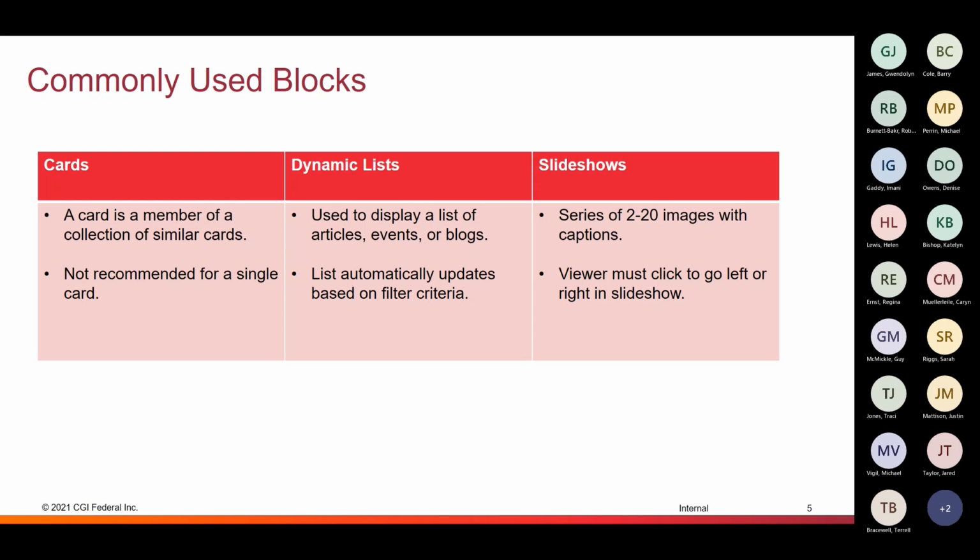Next, we have dynamic lists, which are used to display a list of articles, events, or blogs. And for those of you who attended the training session, I believe 2 weeks ago, which was events in the CMS, we actually walked through the process of creating a dynamic list of events in that particular call. Today we'll be focusing on a dynamic list of articles. A cool feature about the dynamic list is that it automatically updates based on a particular filter criteria, which we'll also be demoing. And then very lastly, we have the slideshow block, which essentially is just a series of images.